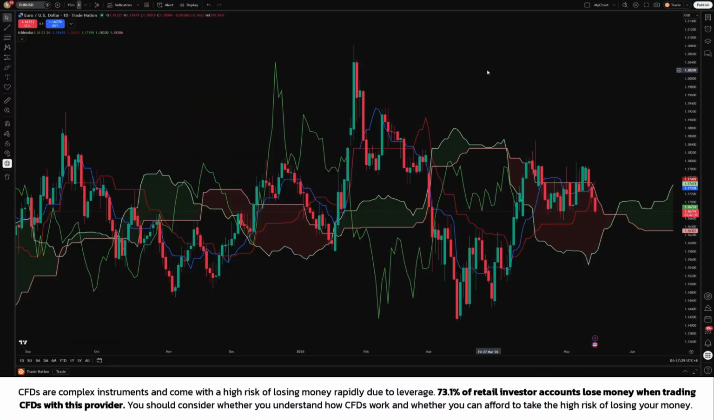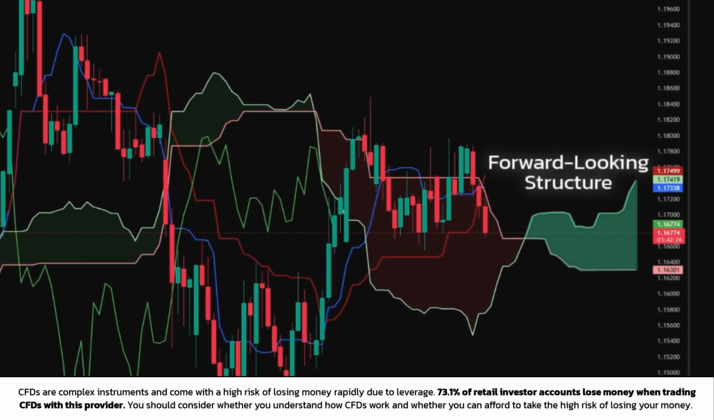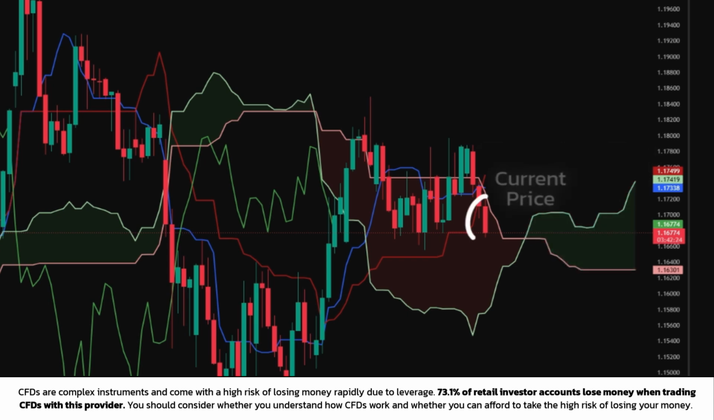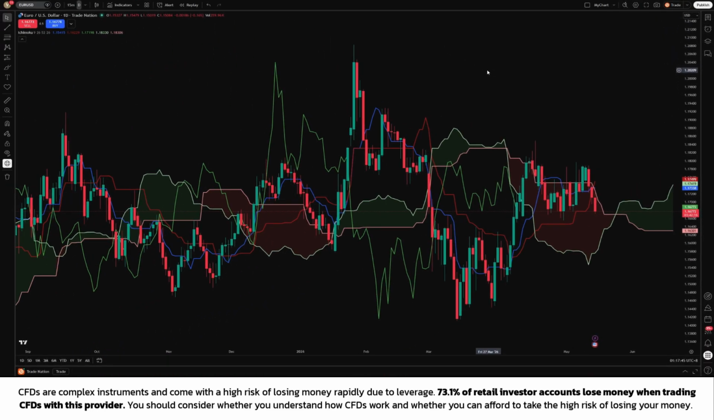There is also a tendency to focus only on what price is doing now, while ignoring the forward-looking structure of the cloud. One of the strengths of Ichimoku is that it projects support and resistance ahead of current price. That gives the indicator a planning function, not just a signaling function. If traders only watch the current candle and overlook the projected cloud ahead, they miss an important part of what the system is designed to show.